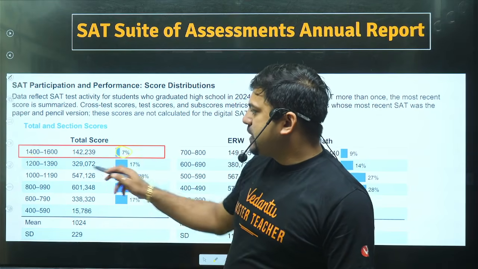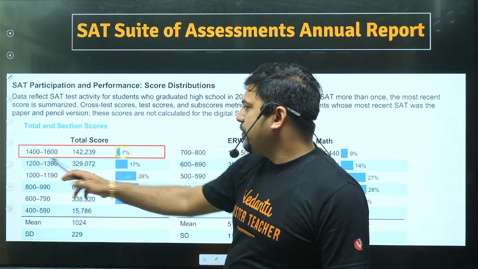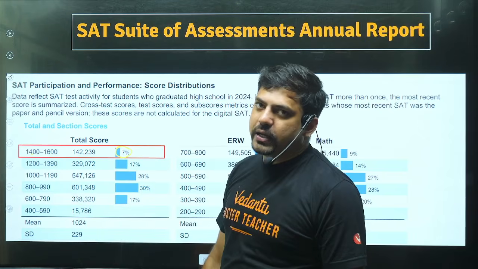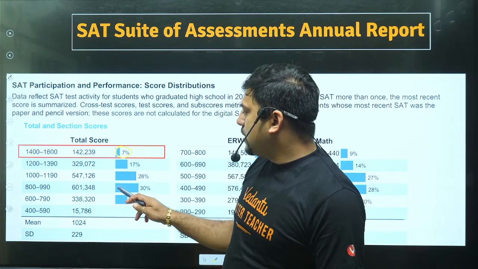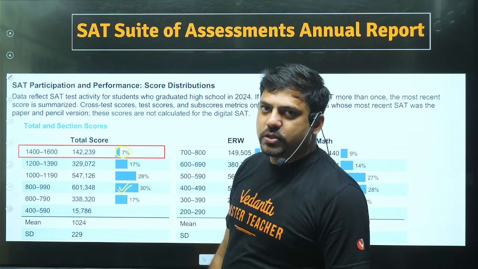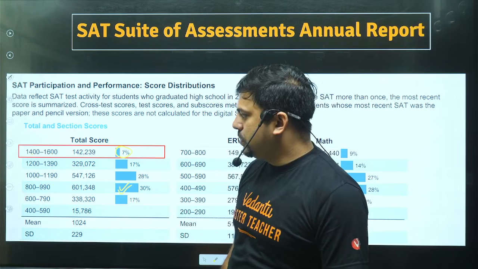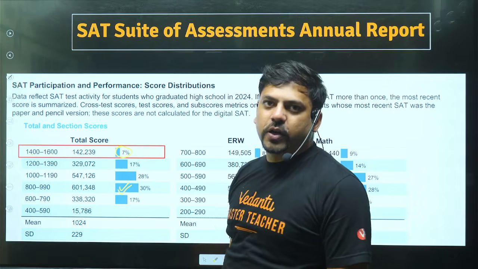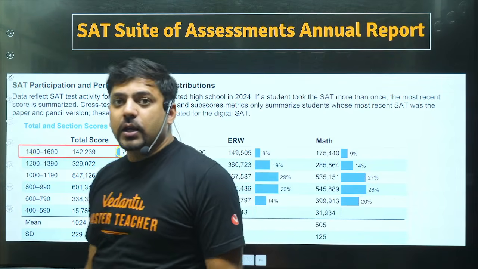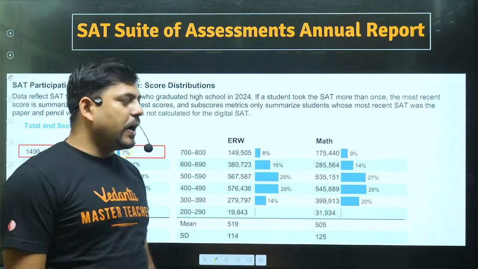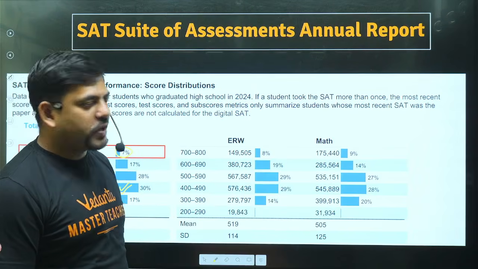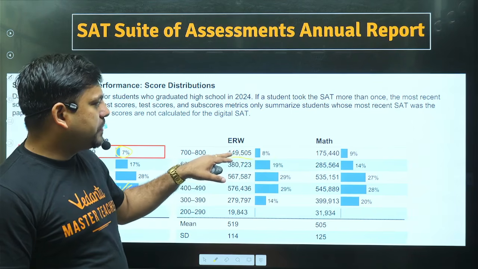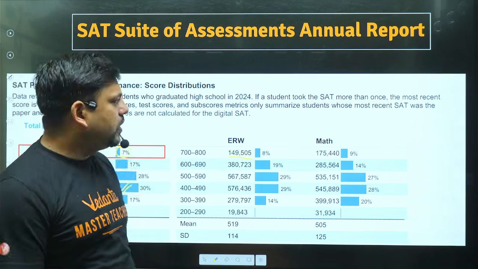So 17% is between 1200 to 1390, between 1000 to 1190 is 28%, and 30% is 800 to 990. This means that the majority chunk is below average. You can just decipher this from this data. Okay, so obviously you should come in this 1400 to 1600 range. That should be your target. That is why this video is also here, on how you can actually get more than 1400. And in this, 8% and 9% have got this many candidates. So that's fine. Same thing.